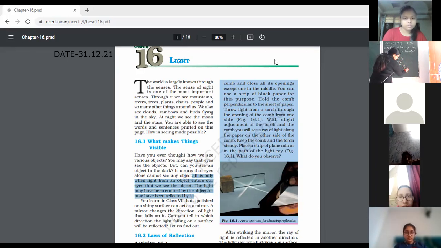You can check the direction of the arrows. If I have drawn this incident ray, the arrow of the incident ray is on this side. Okay? When it comes back after striking, the arrow is on this side. So this is your incident ray and reflected ray.